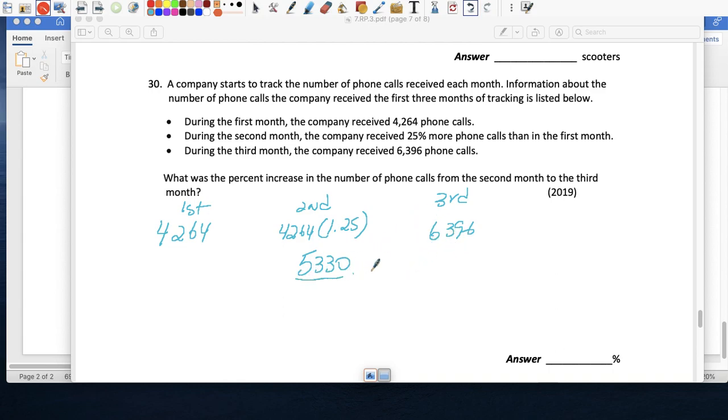Well, this and this. New minus old, divided by the old. 6,396 minus 5,330, divided by 5,330. It says 0.2, or change it to a percent, 20% increase.